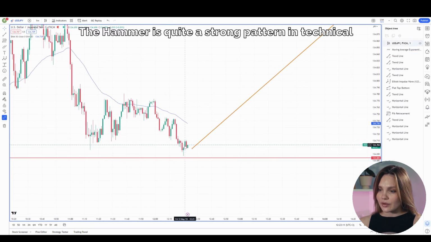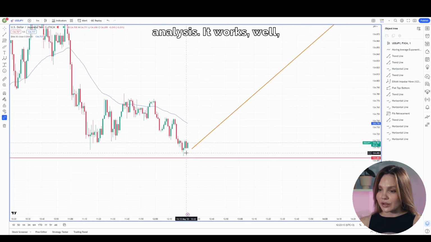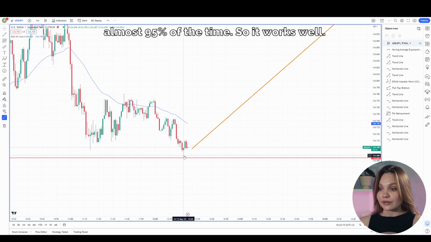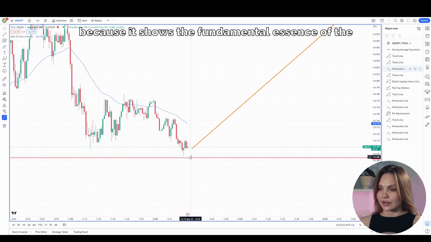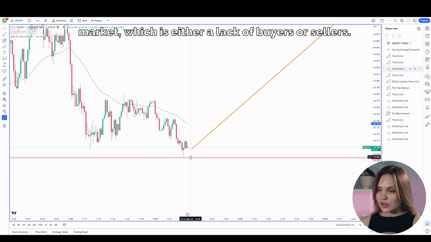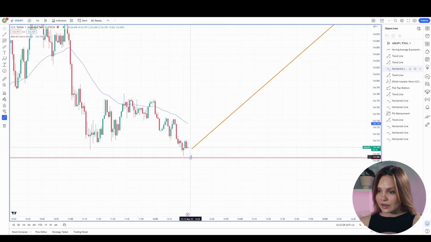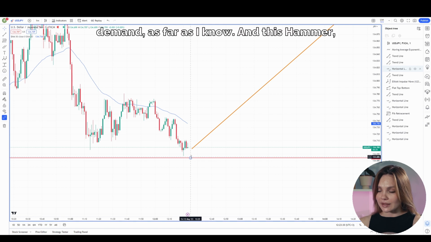The hammer is quite a strong pattern in technical analysis. It works well almost 95% of the time, so it works well. It worked well in the past and is working well now because it shows the fundamental essence of the market, which is either a lack of buyers or sellers. The market is driven by supply and demand as far as I know.